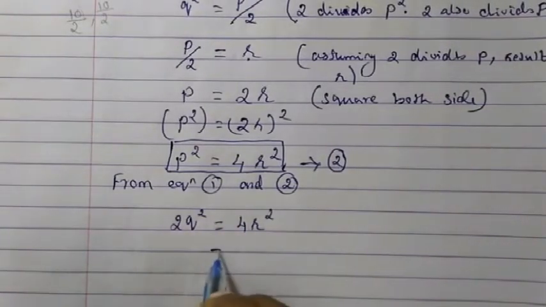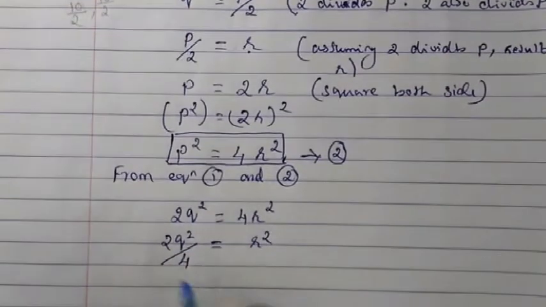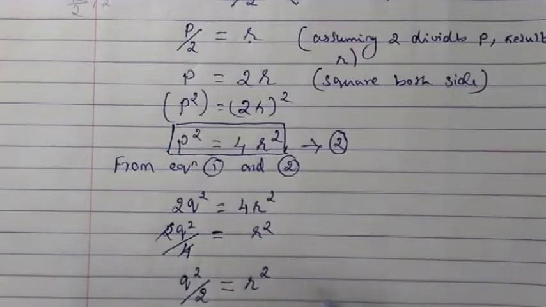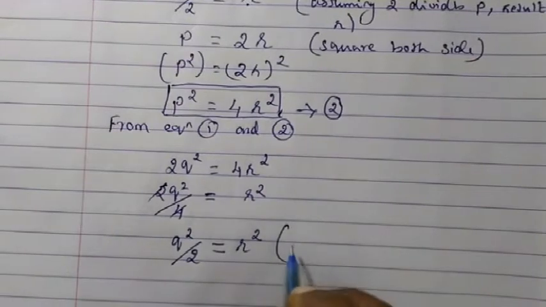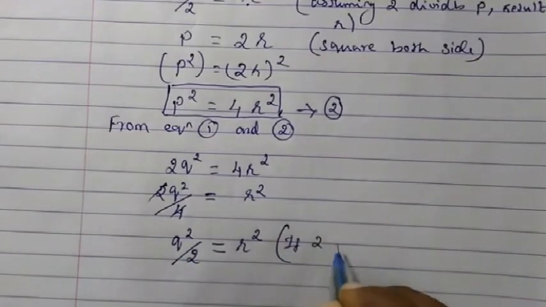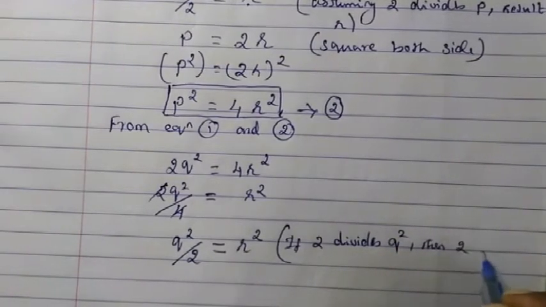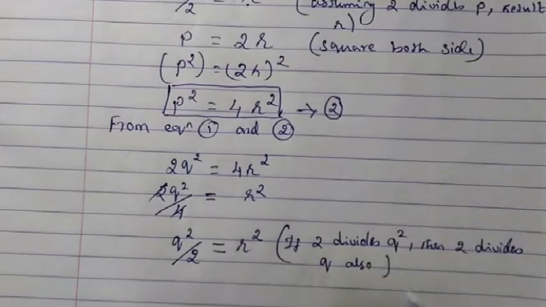Now let's keep R square on one side. We bring 4 to this side, so what will we get? We divide, and we get Q square upon 2 equal to R square. Now again, what can we say? If 2 divides Q square, then 2 divides Q also.